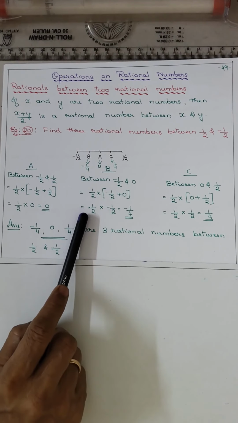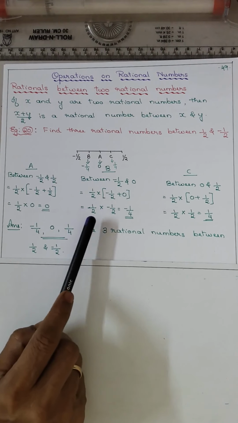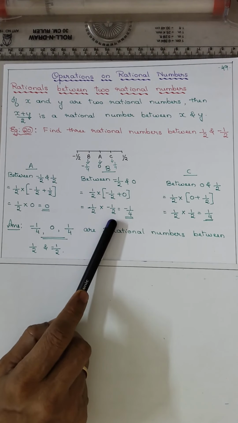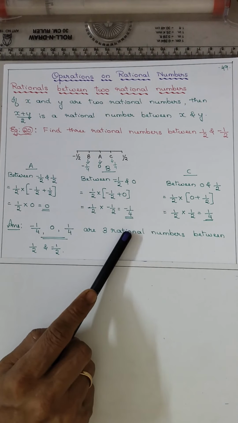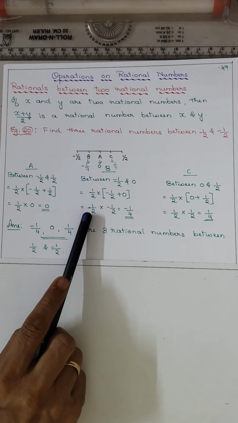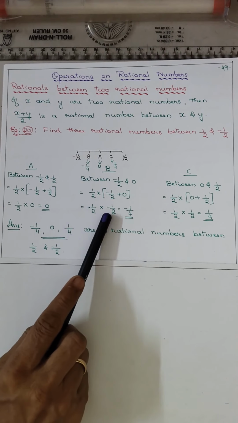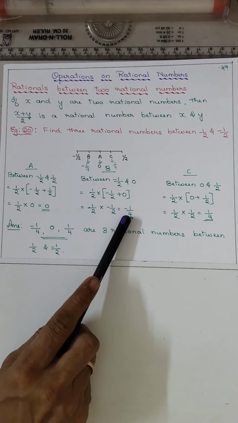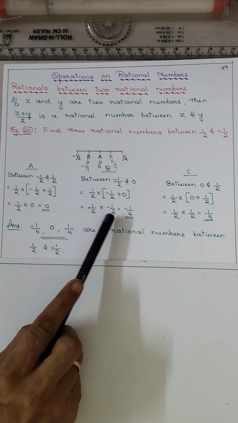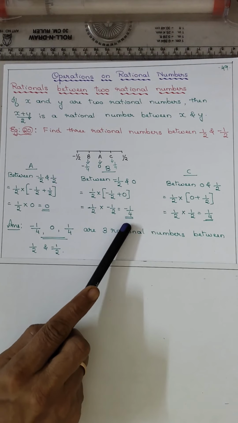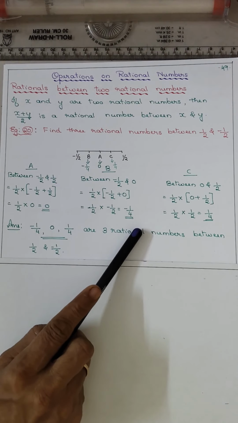अभी मल्टीप्लिकेशन के वक्त इधर कैंसलेशन नहीं है. कैंसलेशन हमेशा 1 from the numerator, 1 from the denominator. So directly multiply. This is plus, this is minus. So the answer will be, the product will be negative. So minus sign डालो. 1 1s are 1, 2 2s are 4. So you will get minus 1 by 4.